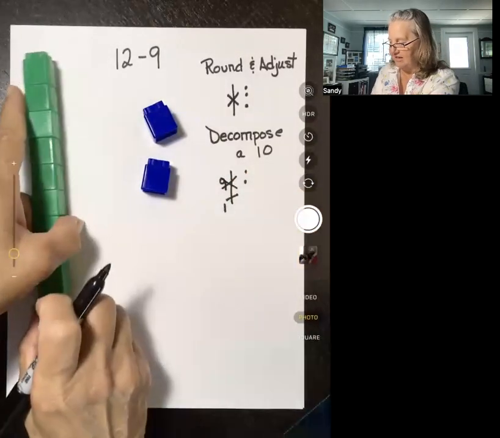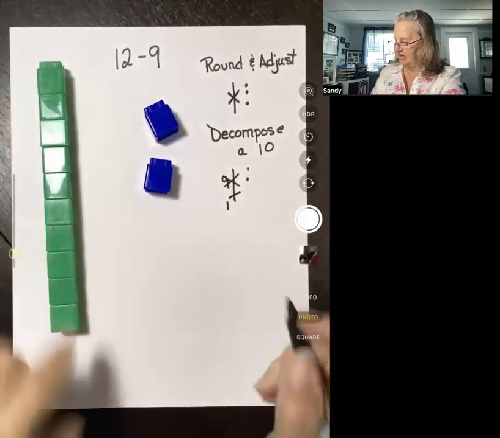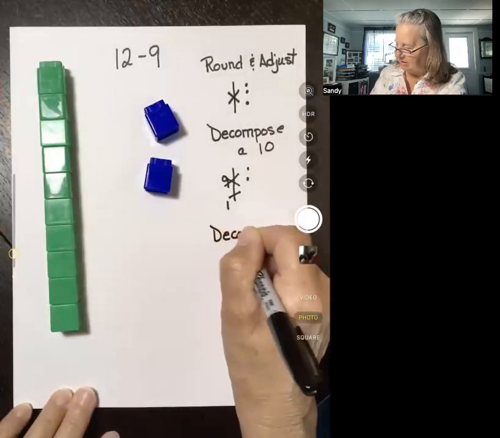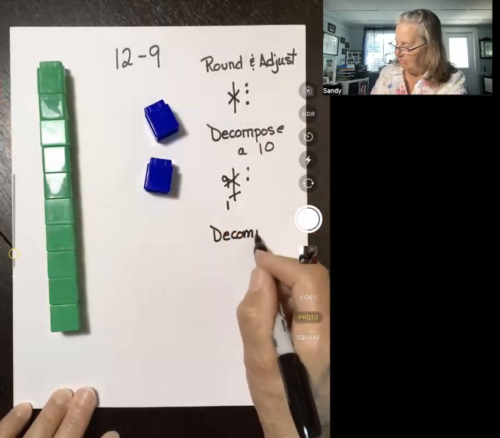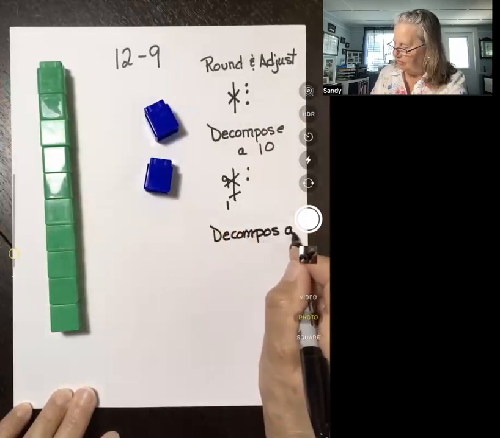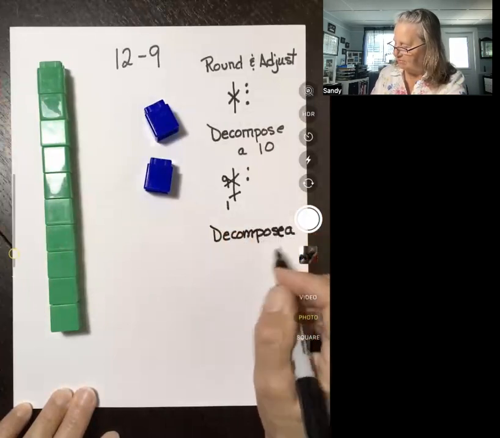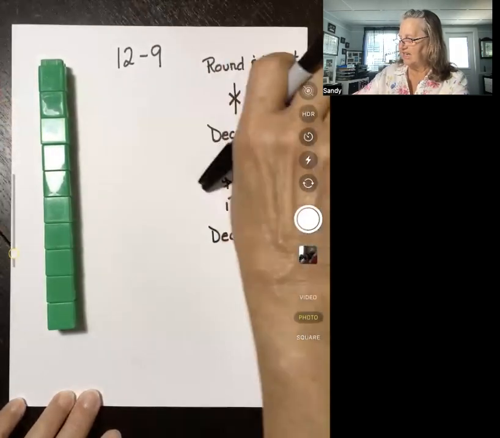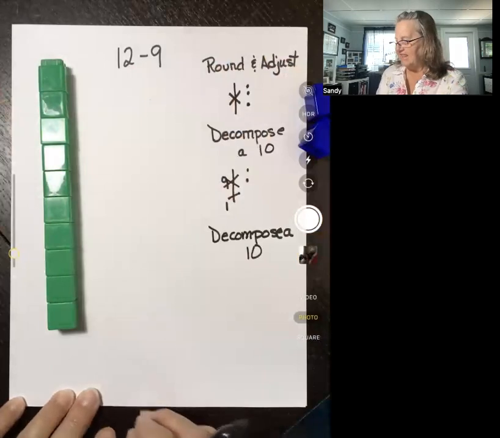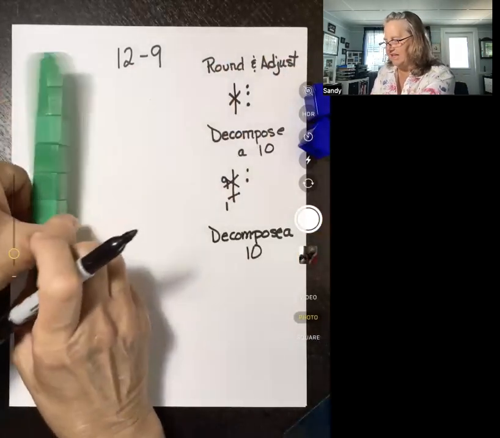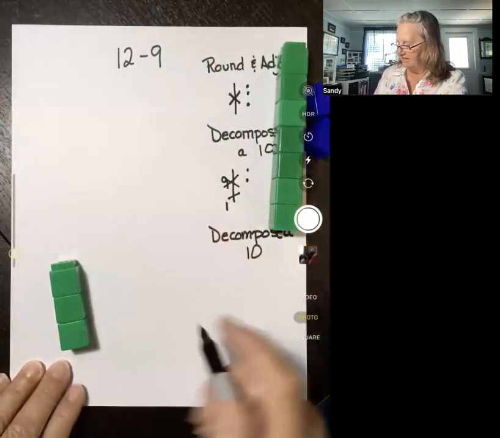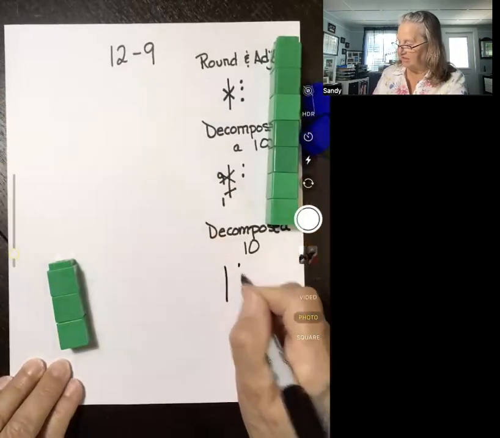Now, our other one that I just showed you was decomposing a 10, still that decompose a 10, but some children remove the ones first. They take care of the ones, and then they break this into 7 and 3, so they can remove the 7. So my picture might look something like this.